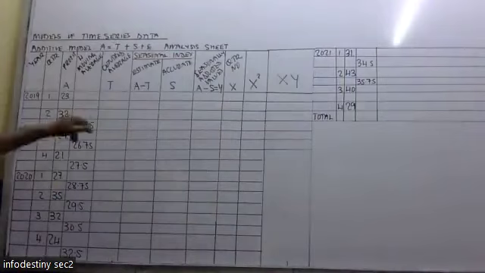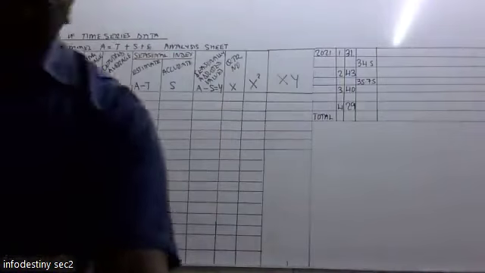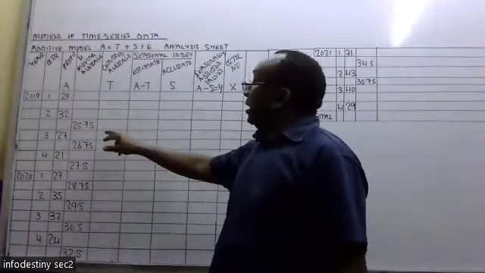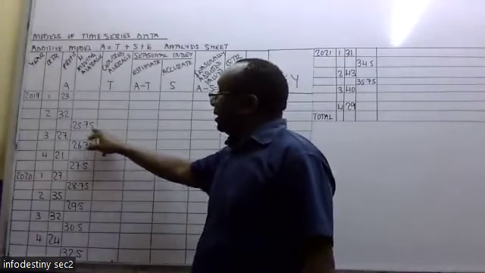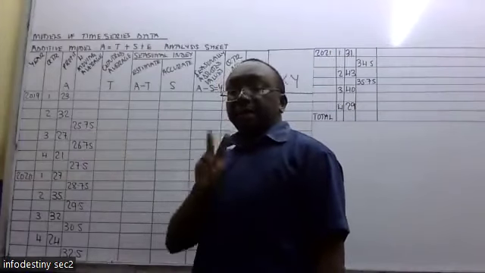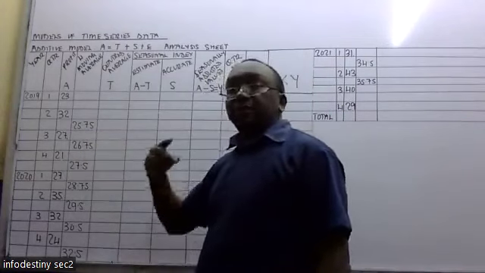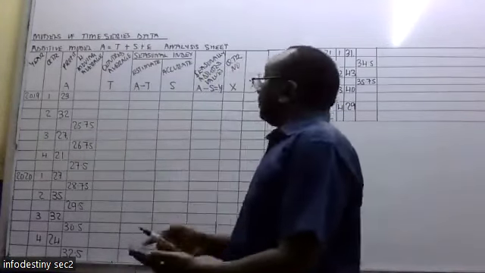Now from there, we center. To center the values, what we do is very simple. It is to take these two neighboring averages, you add them, you divide by 2. So let's start.